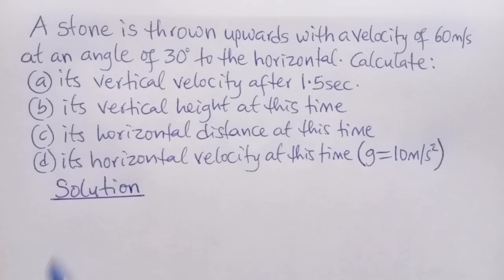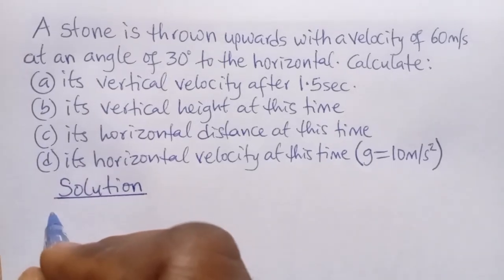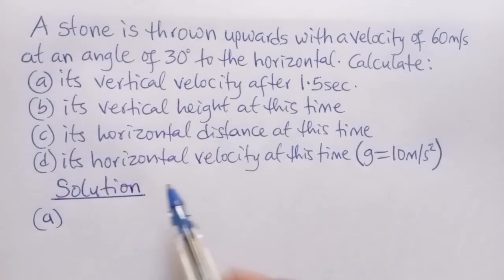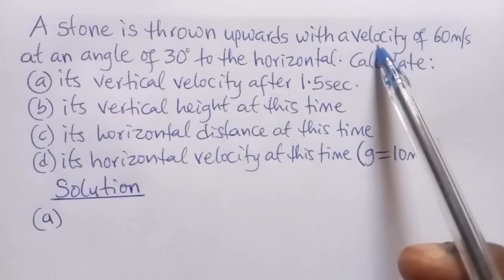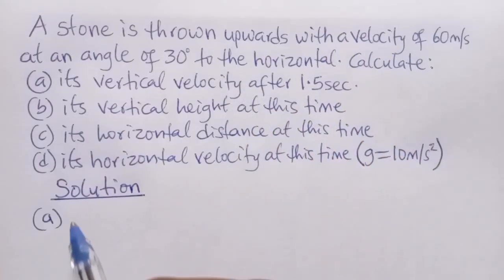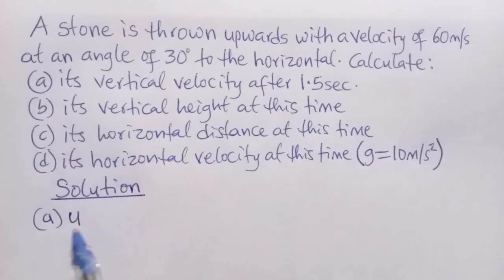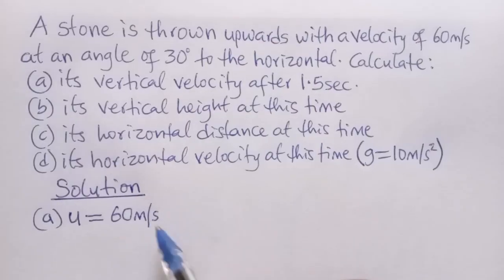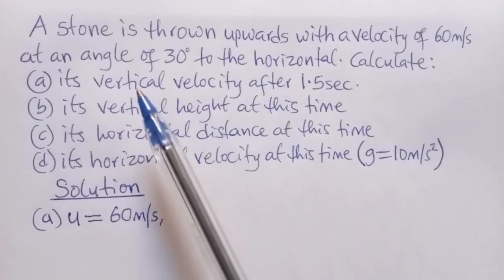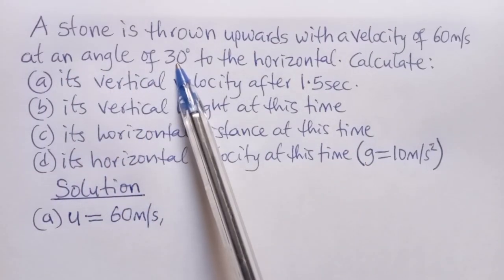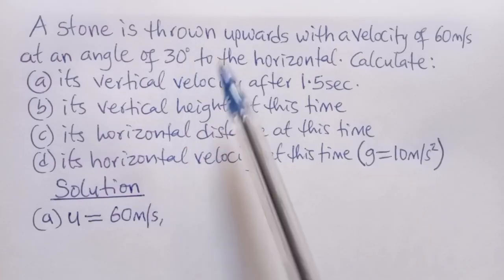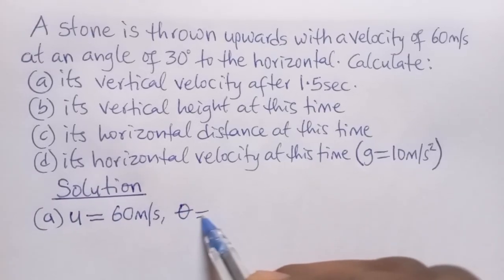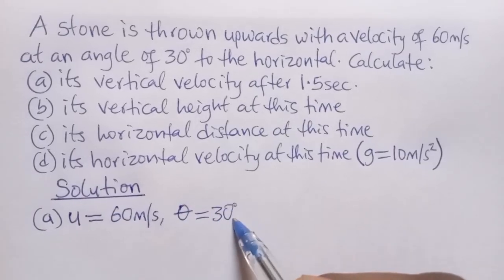Now, for us to solve this, let's first of all write down the quantities that were given, the parameters that were given in the question. The initial velocity is given letter U. U is the initial velocity, and that is equal to 60 meters per second. And then going further, we are told that the angle of projection, that is the angle at which it is thrown, is 30 degrees to the horizontal. So that angle is theta. So theta is equal to 30 degrees.